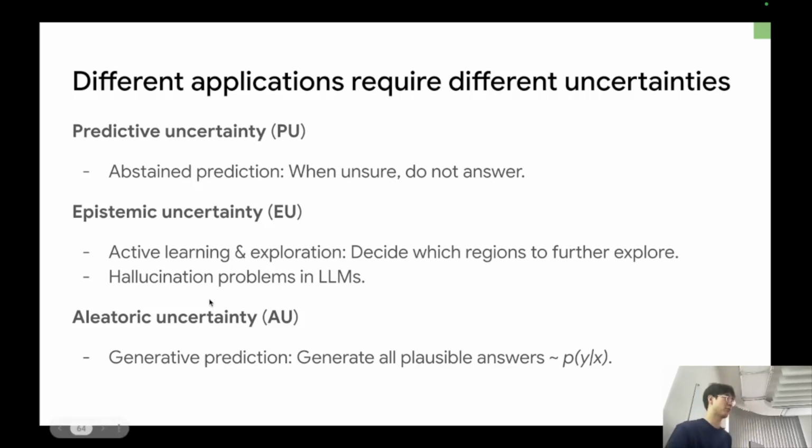And that's also related to hallucination problems in large language models. People like to connect epistemic uncertainty with the hallucination problem, which means the model likes to generate a fact which is not true. And the usual reason why they would do that is because they are generating something that's outside of their training domain. Although I'm not entirely sure if the story is that simple, I think it's true that there's a close relationship between knowing what I don't know and the hallucination problem. And then aleatoric uncertainty is useful for generative prediction. You don't just generate a single answer. You may be interested in generating multiple plausible answers for the same question.